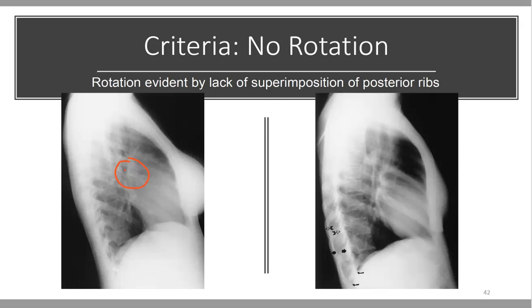So when we can't clearly see this dark circle here, this is not the dark circle. That's part of the chambers of the heart, and so we can't say that. That likely means that there's too much rotation.